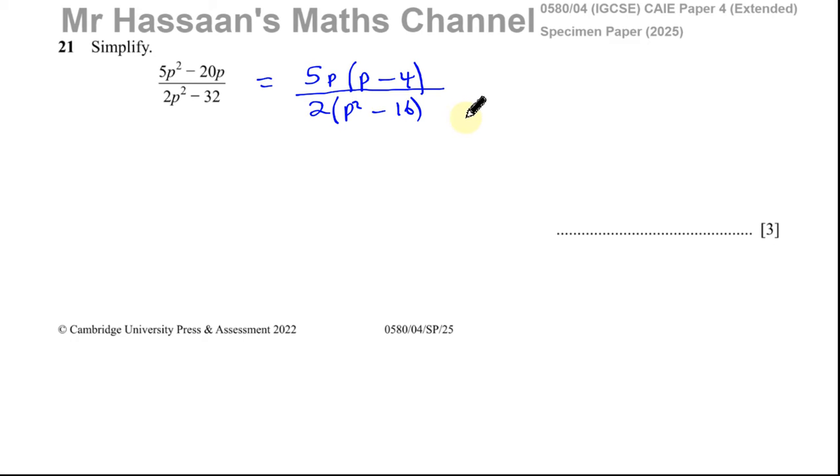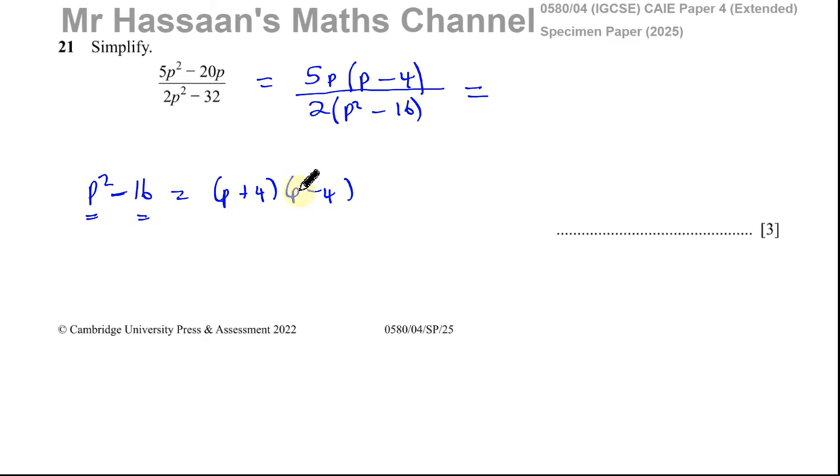Now, at first sight, it might seem to you that there's no common factor here. However, p squared minus 16 is what's called a difference between two squares. When you have a square term, a minus sign, and then another square term, this is called a difference between two squares. And this will factorize in such a way that you get two brackets. One has a plus, one has a minus, and you put the square root of these terms inside. So the square root of p squared is p, the square root of 16 is 4. So you have p plus 4 and p minus 4.